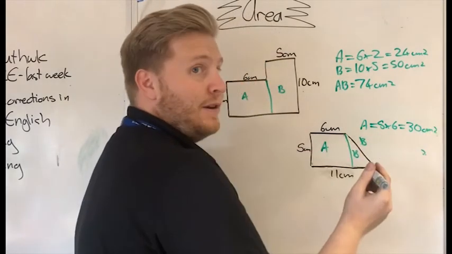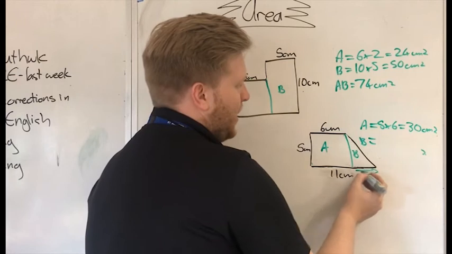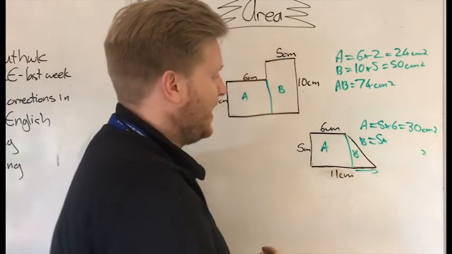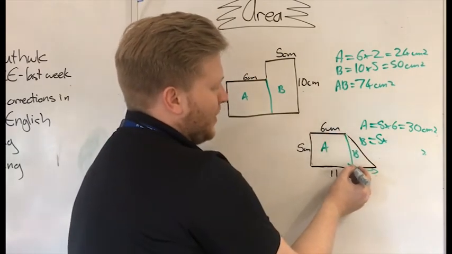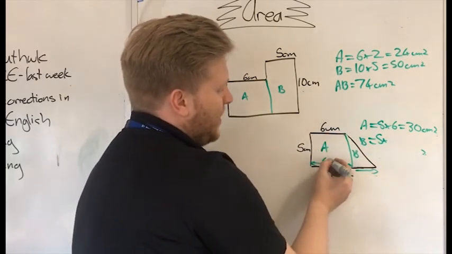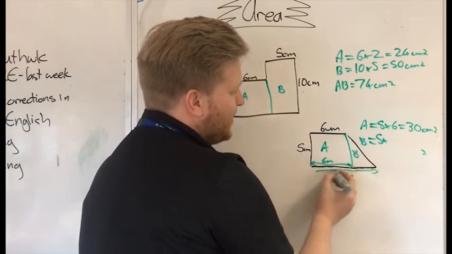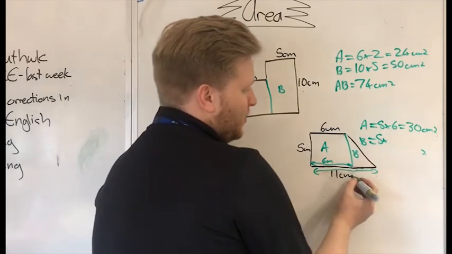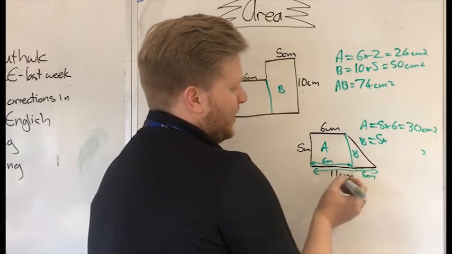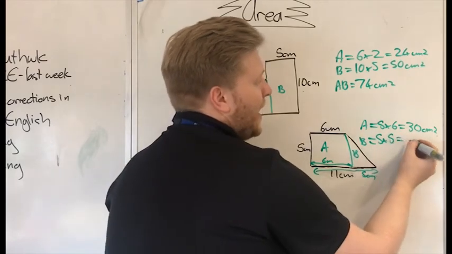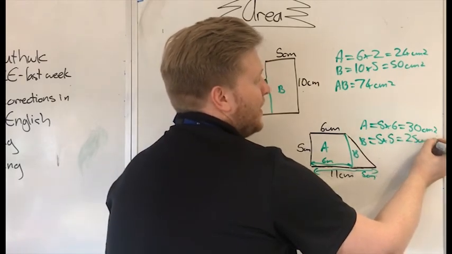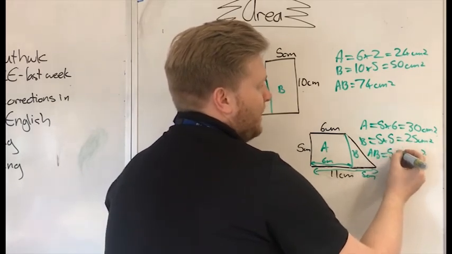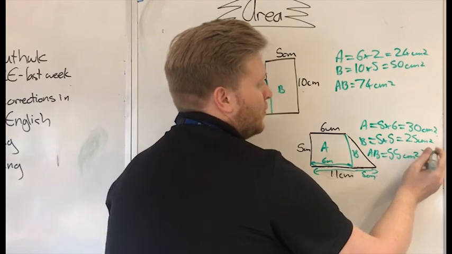And for B, I need to find out what this length is here. This side here is going to be 5 because we know opposite sides of a rectangle are the same. But because I know the opposite sides of rectangles are the same, I know that this here is 6 centimetres. And if that's 6 and the full amount is 11, whatever I've got left over, if I take 6 away, will be what I've got left here. So that would be 5 centimetres, because 11 take away 6 is 5. So I've got 5 times 5, which is 25 centimetres squared. Add them together to get the area of the whole shape, which would be 55 centimetres squared.